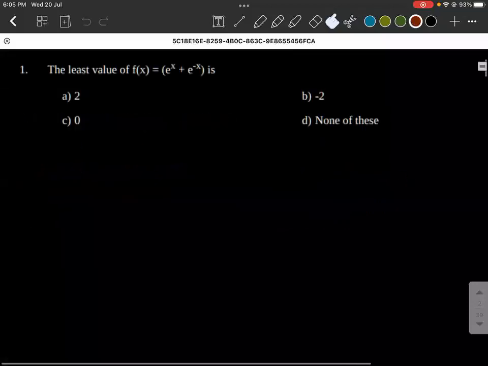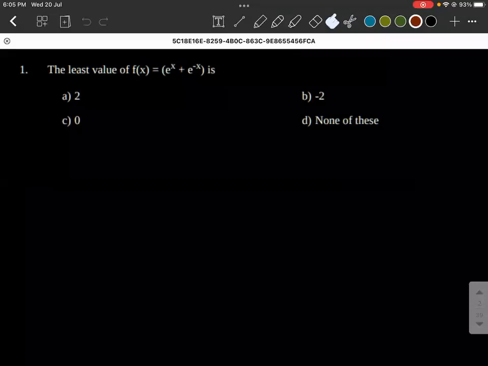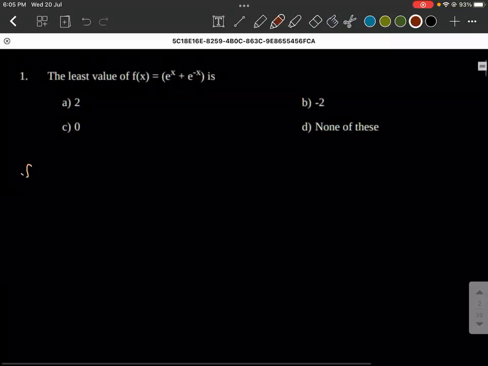So first question, the least value of f of x is equal to e power x plus e power minus x. So how do you get it? So differentiating it, what do you get? F dash of x is equal to e power x minus e power minus x.